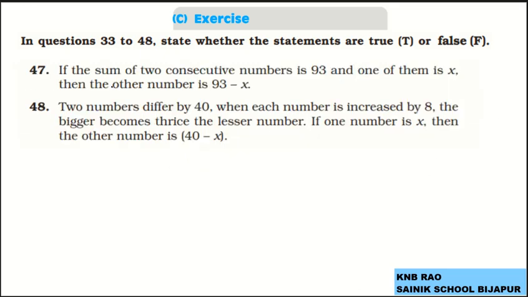So, question number 47. If the sum of two consecutive numbers is 93. Consecutive means two continuous, maybe natural numbers. So, if one is x, then the other must be x plus 1. So, it says 93 minus x, which is again false. Why? Because x and x plus 1, their sum is 93.